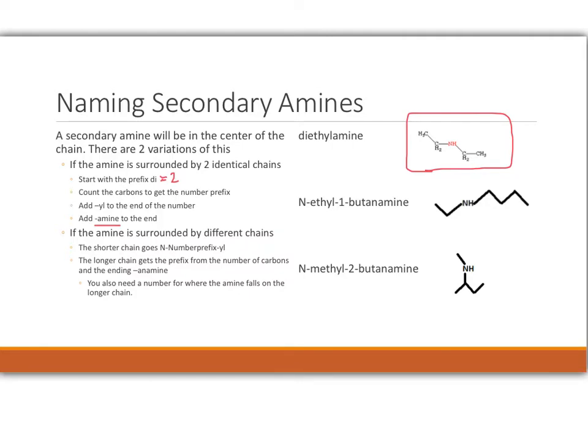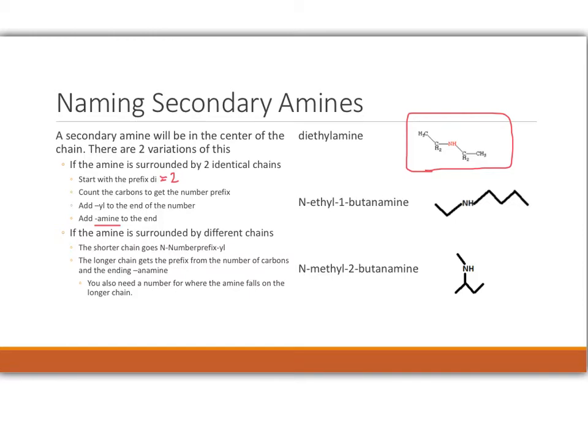N-ethyl and methyl and propyl. Okay, so the capital letter N dash your number prefix with the ending YL. Okay, so like this one, your N has 2 carbons on this side and then 1, 2, 3, 4 carbons on the other side. You use the N portion with the shorter chain. Okay, and then the longer chain gets named like primary amines. 1-butanamine. Okay, so you have the primary amine name plus what's attached to the other side of the nitrogen.